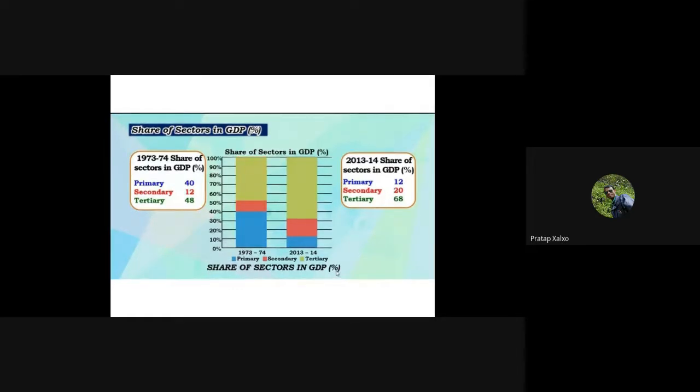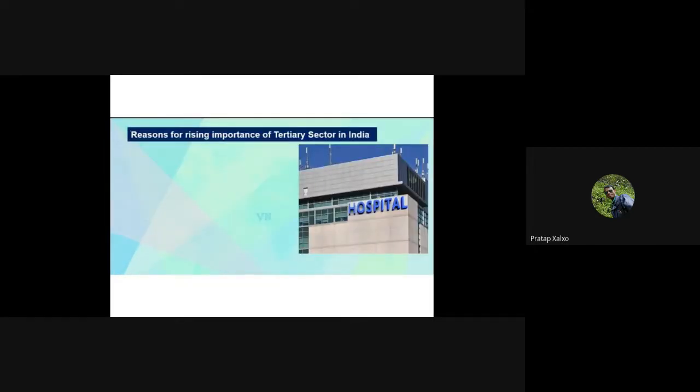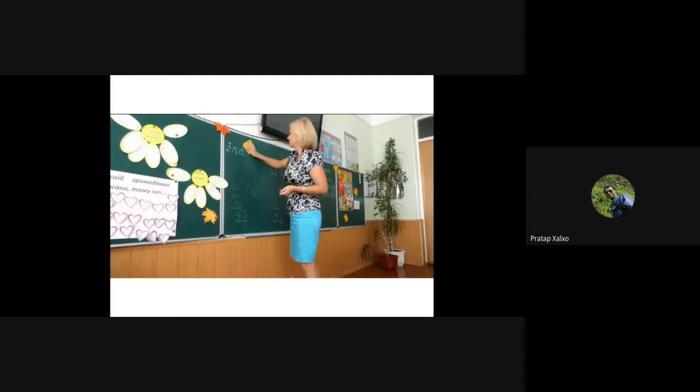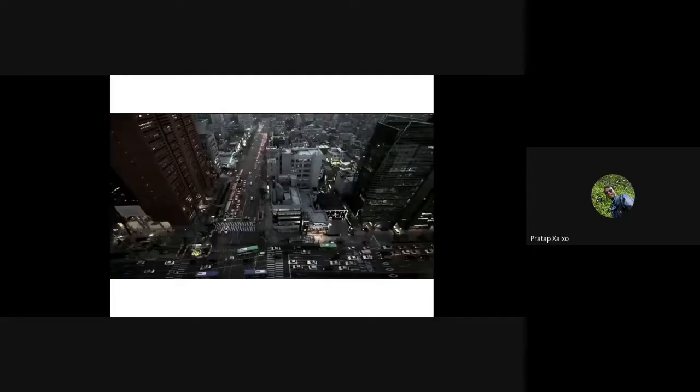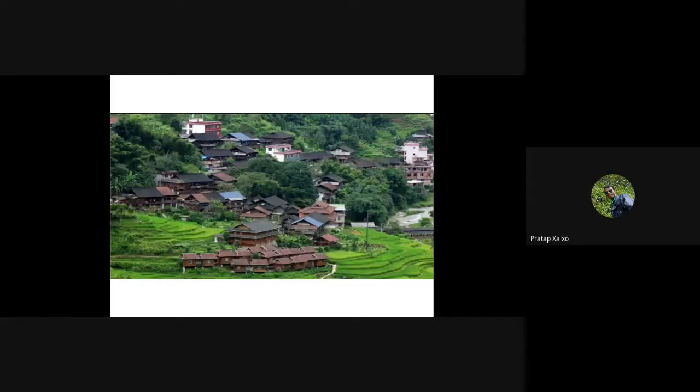Let us sum up the reasons for the rising importance of the tertiary sector in India. Many basic services provided by the government increased. When I say basic services, it includes hospitals, educational institutes, postal and telegraph services, police stations, courts, village administrative offices, defense, transport, banking, insurance companies, etc.